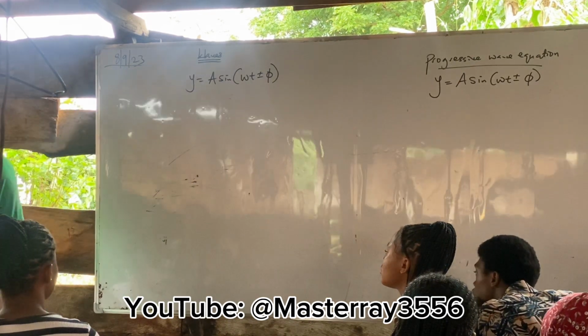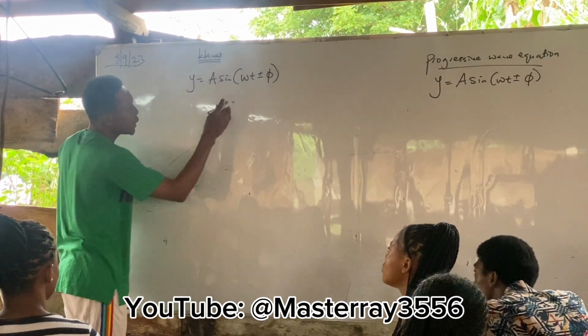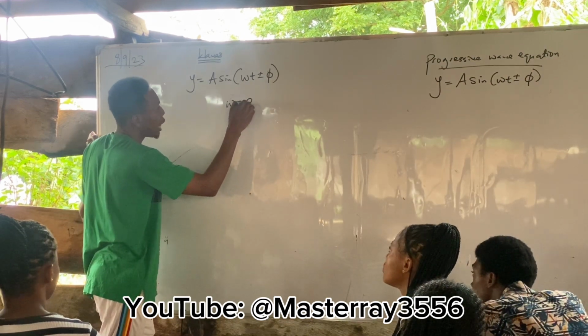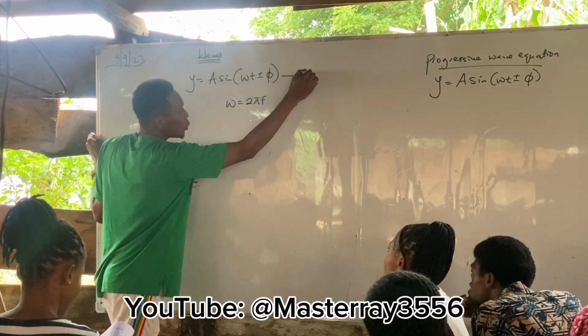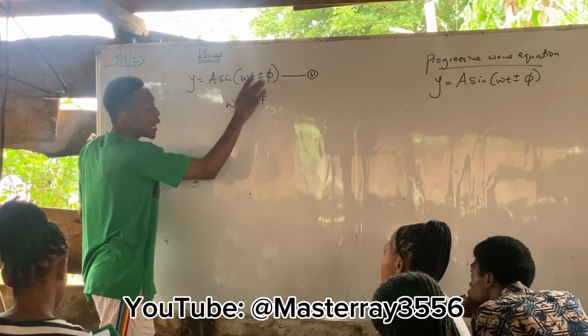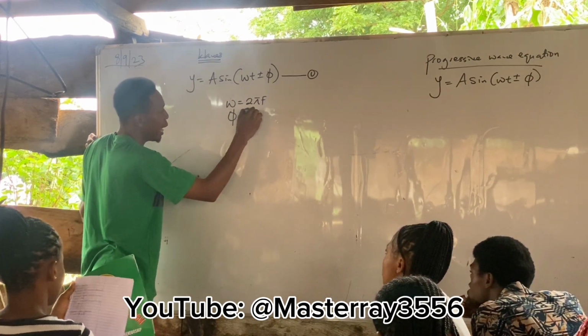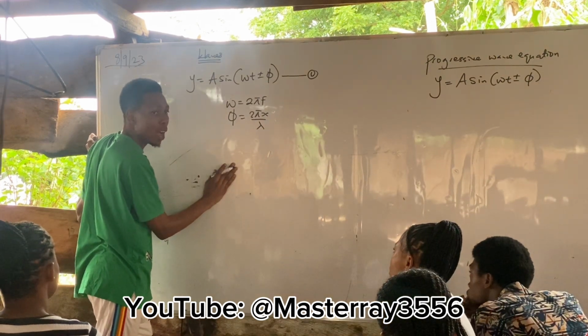All right, so this time around, from here, don't forget, omega is the same thing as 2 pi f, right? Can I call this equation 1? And our phi also has its own: phi is the same thing as 2 pi x over lambda.